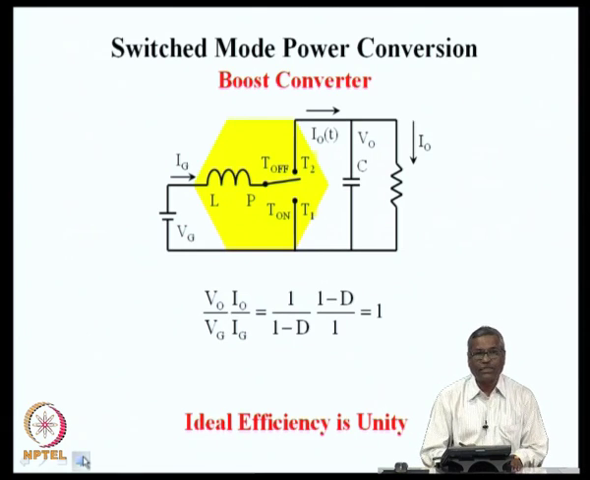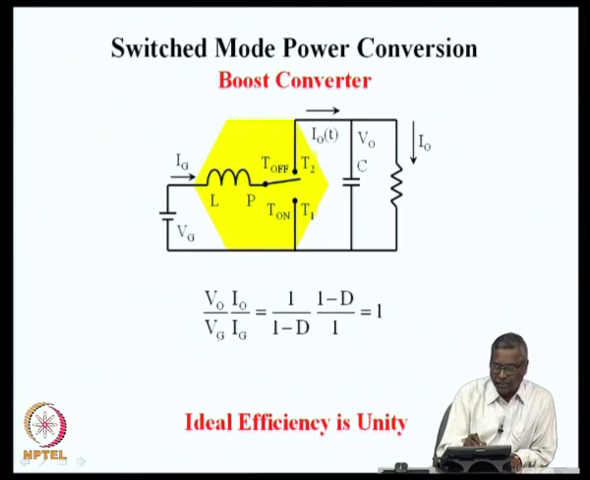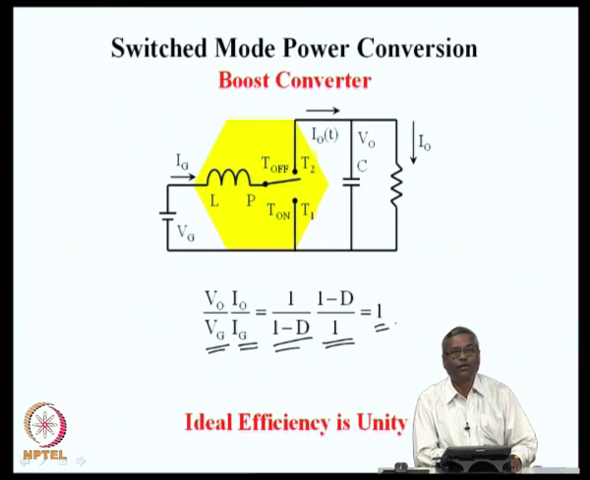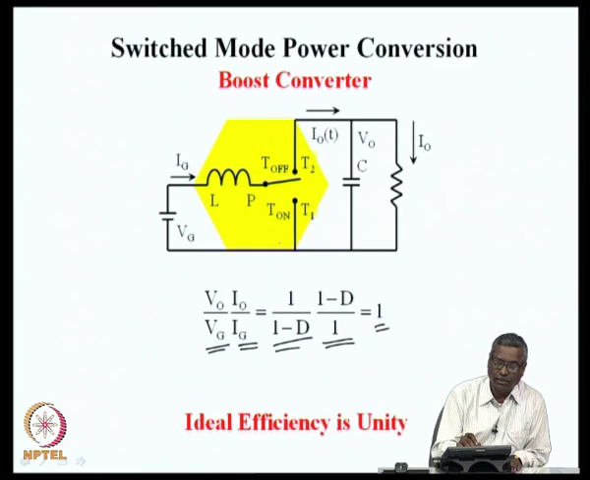The ideal efficiency of this converter, as before, can be seen. It is a product of V naught by Vg into I naught by Ig, and these two functions are inverse of each other, and you get the ideal efficiency to be unity, because there are no energy dissipating elements inside the converter.